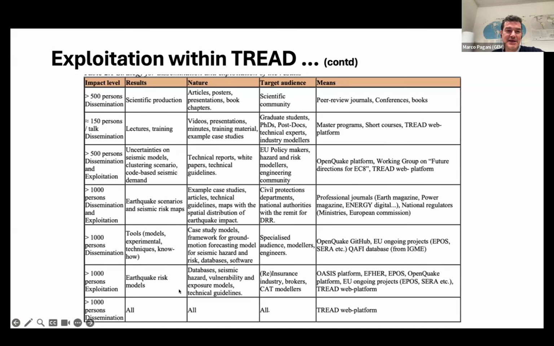These are additional activities, probably not so important to go into detail on each one of them, but you can see in particular the results and the target. So scientific production, lectures and trainings, which is what we are doing right now. Uncertainty on models, clustering, code base, seismic demand, which is stuff that we will probably do. In particular, I'm thinking of the uncertainty on seismic models in the final part of the work that we are supposed to carry out. Earthquake scenario and seismic maps.